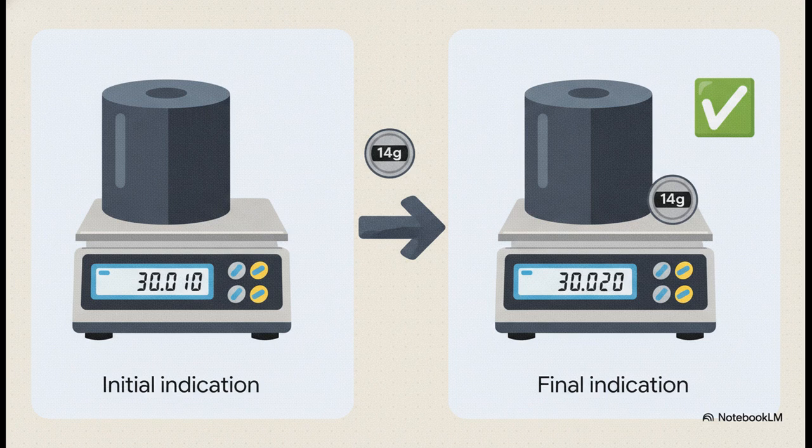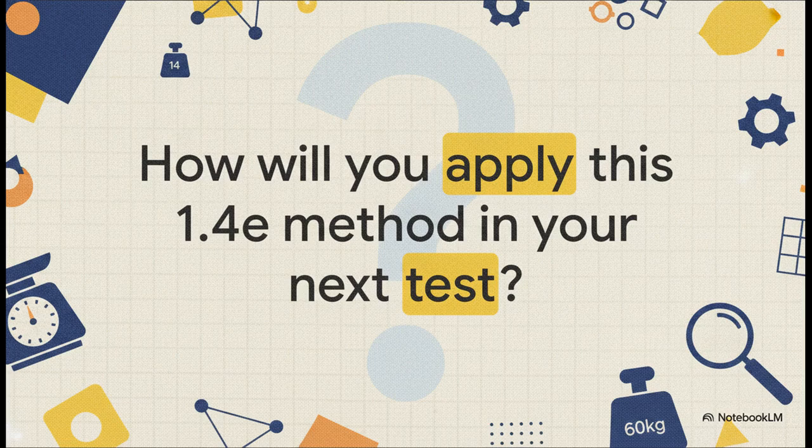But if the number doesn't increase by exactly 1D, the scale just isn't sensitive enough, and unfortunately, it fails. It's honestly incredible how a tiny 14-gram weight can completely verify the pinpoint accuracy of a massive 60-kilogram machine. At the end of the day, metrology is all about standardizing trust. So, how will you apply this strict 1.4E standard to ensure pinpoint accuracy in your next inspection?